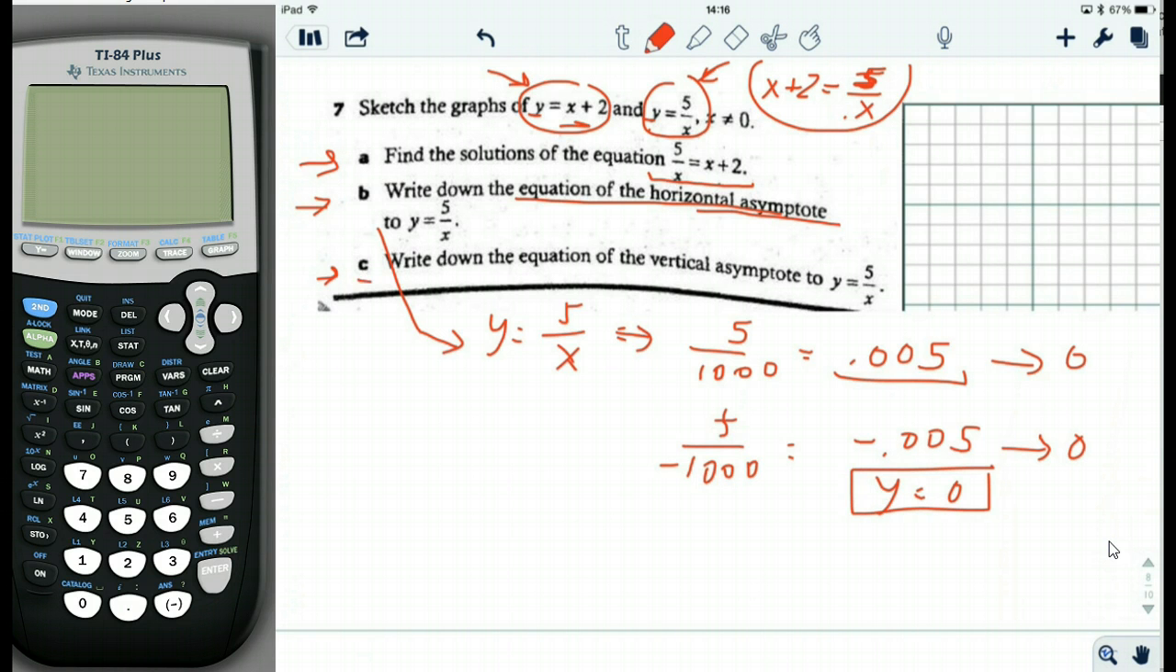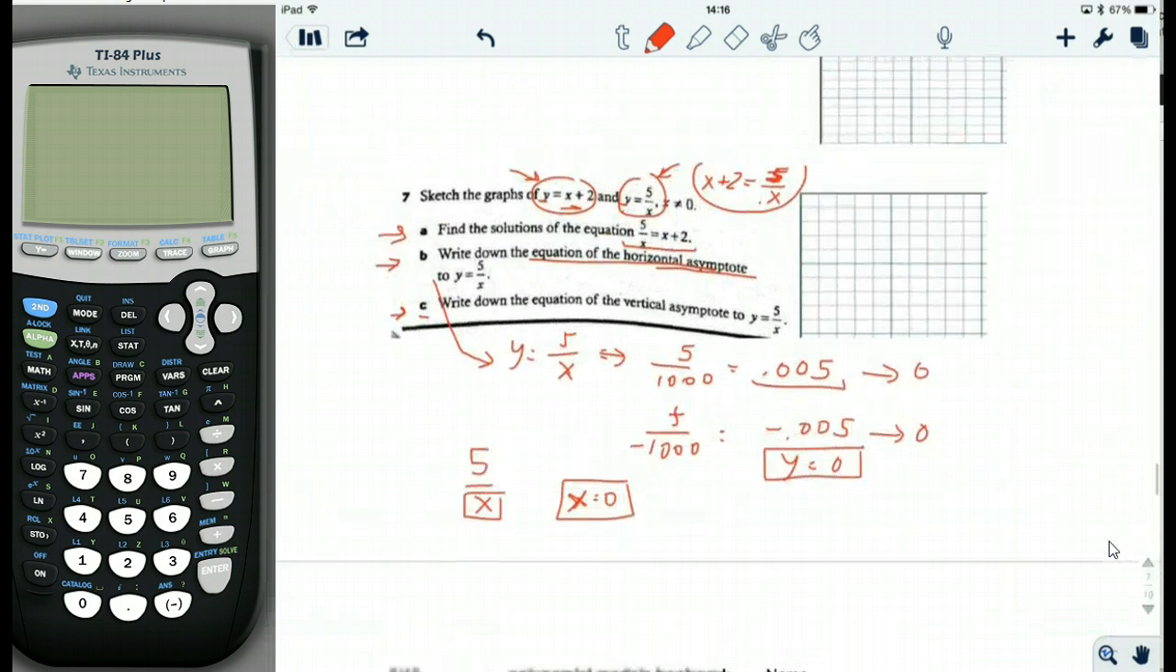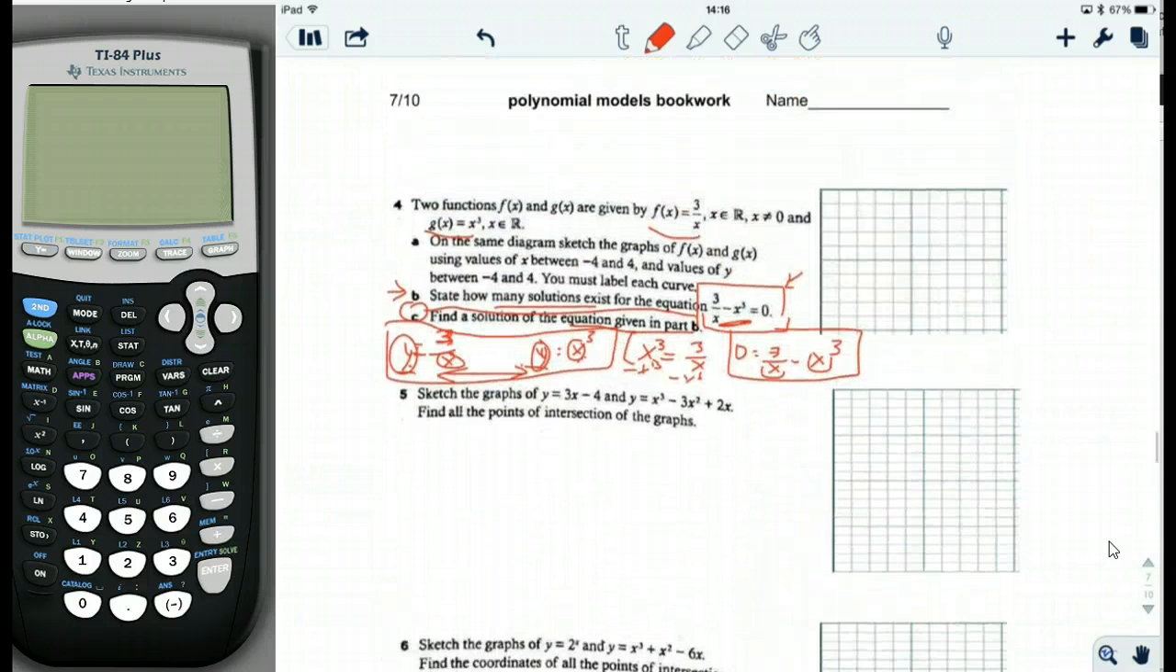Okay, write down the equation of the vertical asymptote to y equals 5 divided by x. Now this is really easy, right? Because vertical asymptotes are always referring to where the denominator equals 0. And in this case, the denominator only has x, so that means when x equals 0, that is the asymptote. So the equation for the asymptote is x equals 0. So that's it for page 7.